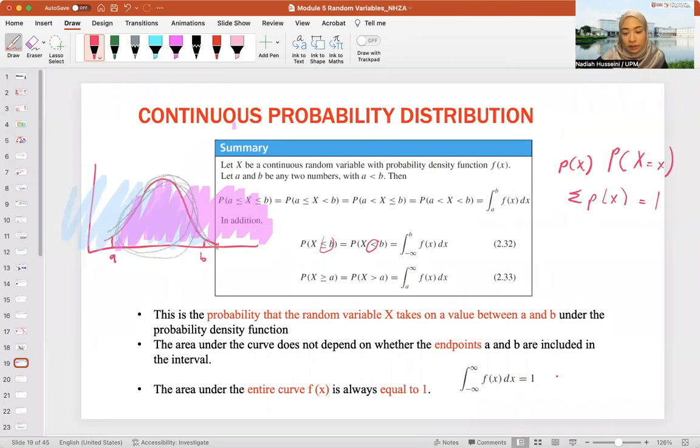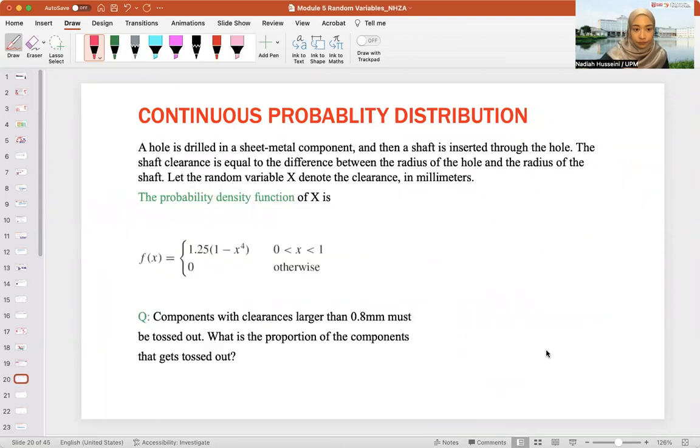Same case over here. When you integrate the entire curve, from minus infinity up to infinity, it will always be equal to 1. Okay, so this is an example. Any questions, please interrupt me.